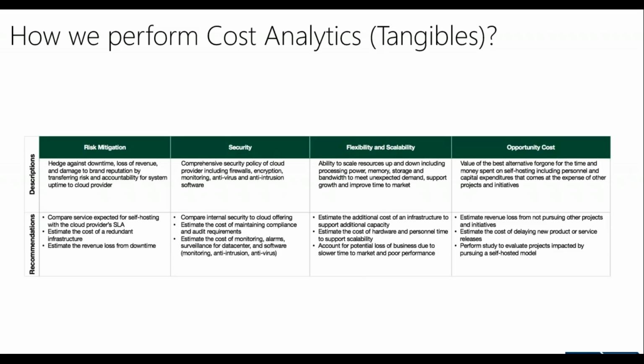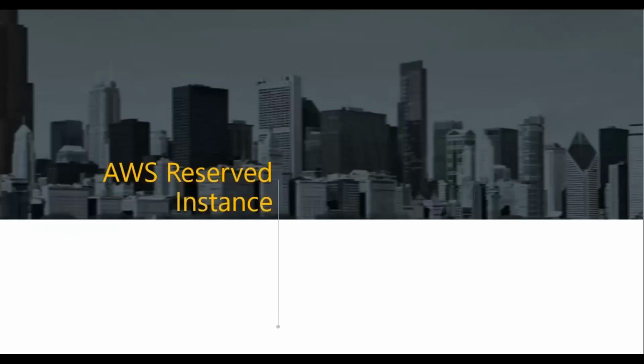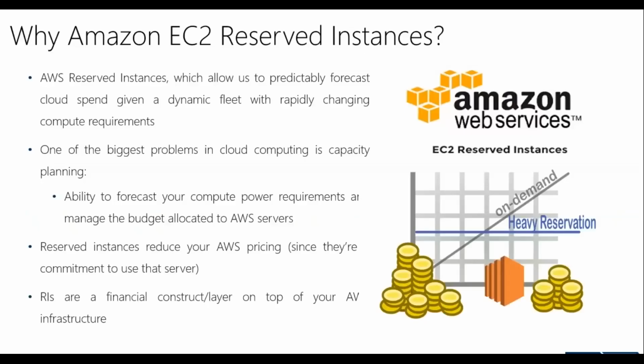After that, opportunity cost, what actually the opportunity cost we are looking for. And after that, to save the cost, what we suggest most of the time is AWS reserved instances. So we will look at what AWS reserved instances are. AWS reserved instances basically allow us to predictably forecast cloud spend given a dynamic fleet with rapidly changing compute requirements.